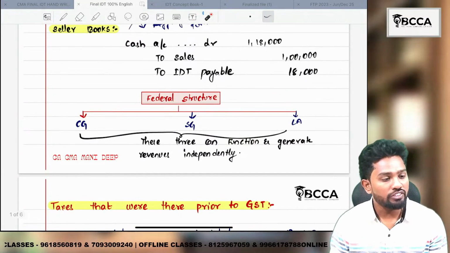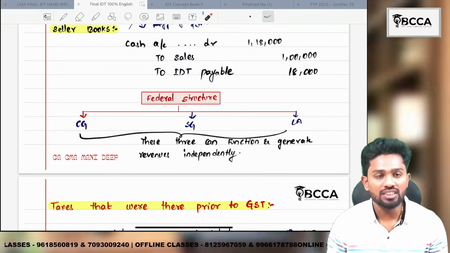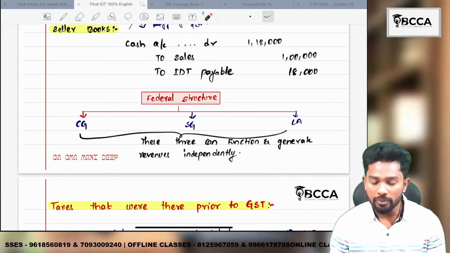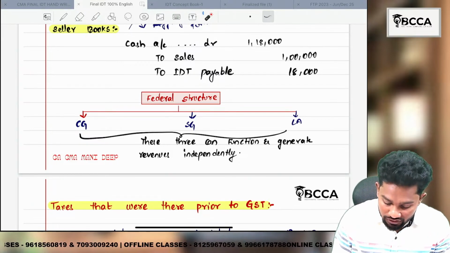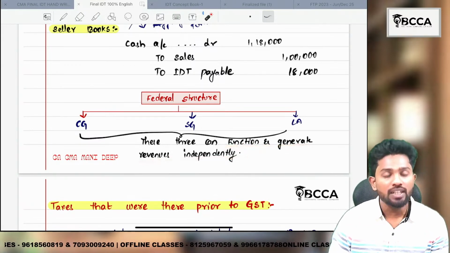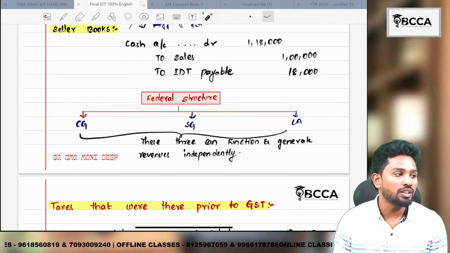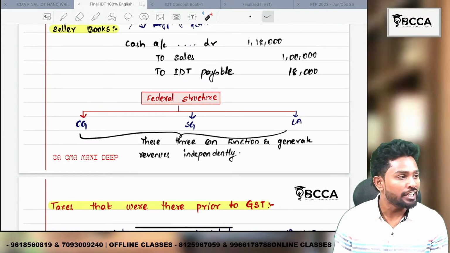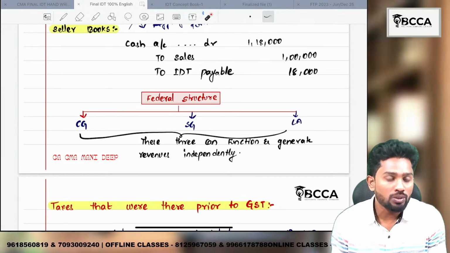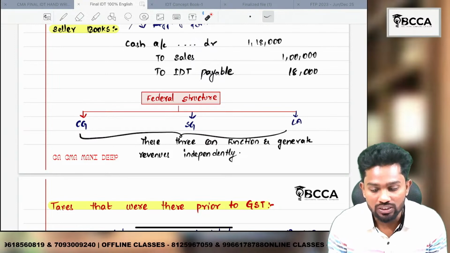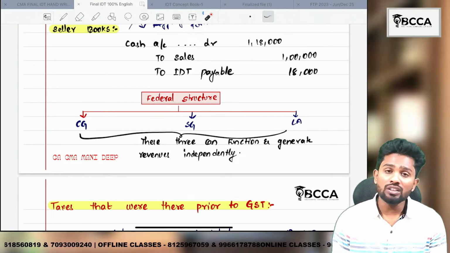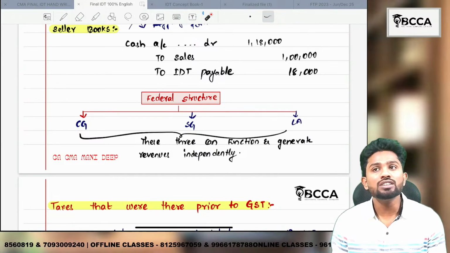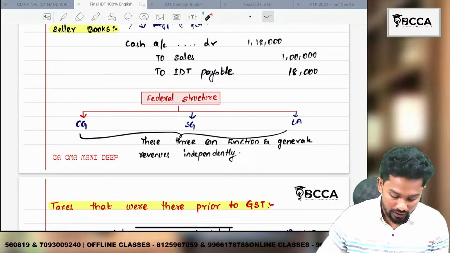Then we have discussed about the federal structure. What is the federal structure, sir? Here, central government, state government, local authority. These three can function and generate revenues independently. That's the essence of the constitution, sir. The constitution is framed in such a way that central cannot take away the powers of state and states cannot take away the power of local authorities. All these three are independent and they can function independently.